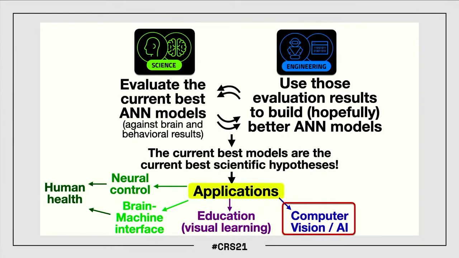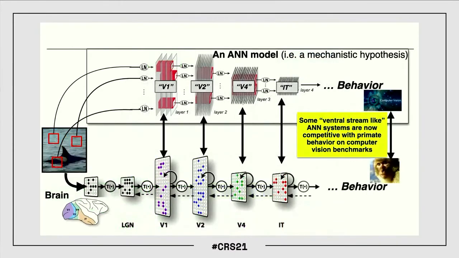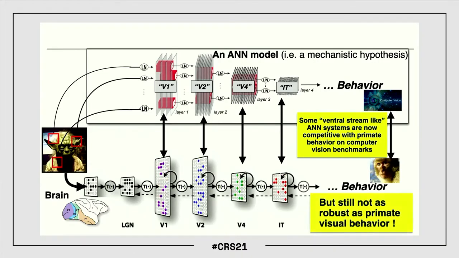Of course, this is an area that we should be impacting if these models are good. And I want to tell you another vignette there. So here the vignette starts by thinking about the behavioral level as a start point. If you think about computer vision, its goal is to really make well-behaving systems. Some ventral stream-like ANN systems are now competitive with primate behavior on computer vision benchmarks, and that's highlighted in the popular press. Of course, if you look closely, you can already see that they're not the same as primates, and in particular, they're not as robust as primates, and I'll show you an example of that in a minute for those of you who haven't seen it.